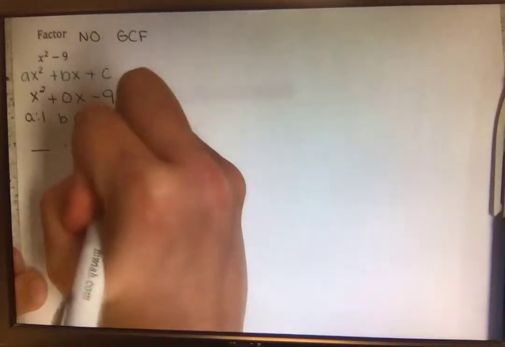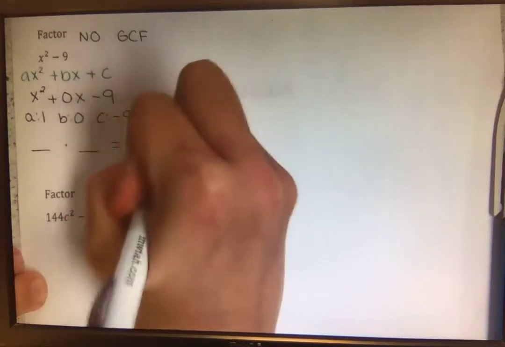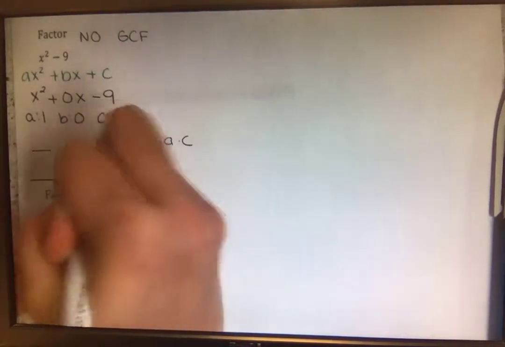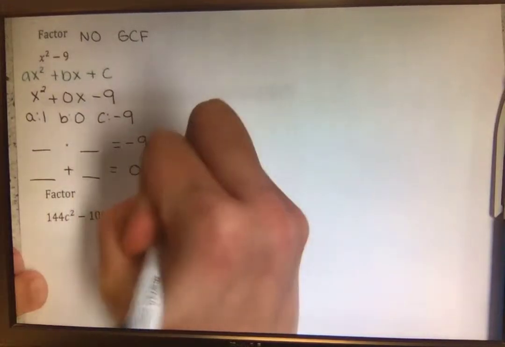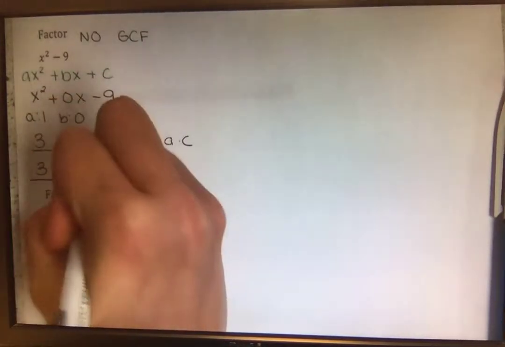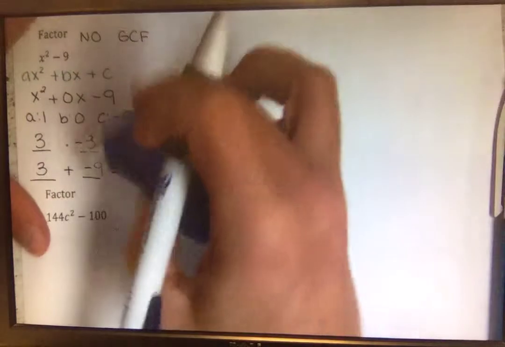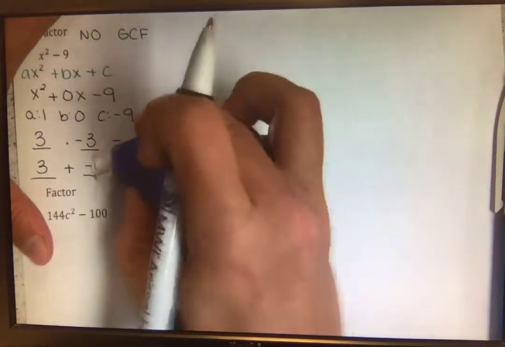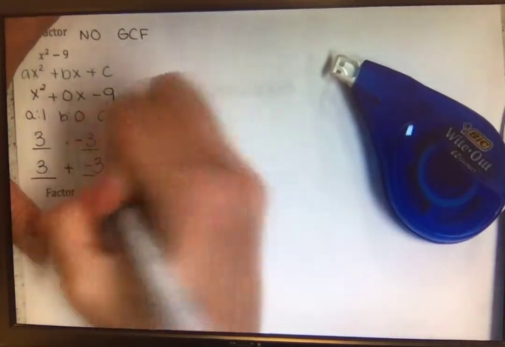I see that there's 1x squared. There's no x term, so plus 0x minus 9. So our a value is 1, b is 0, and c is negative 9. We are looking for two numbers that will multiply together to give us a times c, which is negative 9. And the same two numbers that will add up together to give us 0, which is b. So I'm thinking positive 3 times negative 3. So positive 3 times negative 3 is negative 9. 3 plus negative 3 will give us 0.